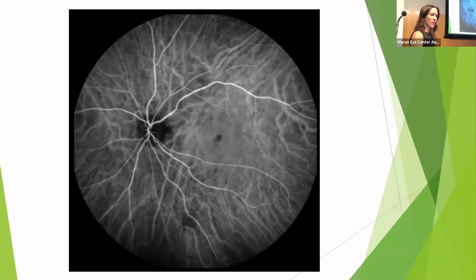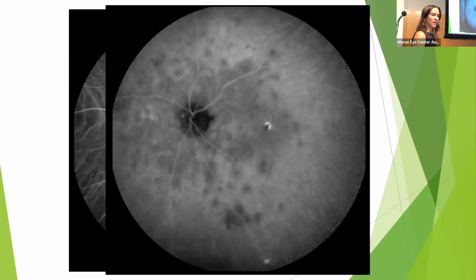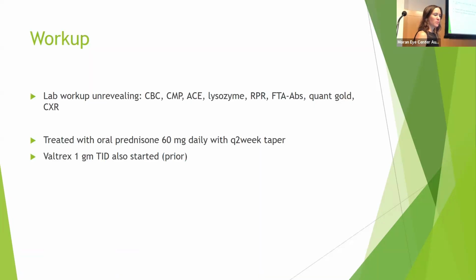ICG early, there's a few hypofluorescent spots, and then later on, many more hypofluorescent lesions seen in the posterior pole than was appreciated both on exam and other imaging modalities. Our workup for the usual suspects was unremarkable. She was started on oral prednisone at 60 milligrams daily with a taper and had received Valtrex prior to our evaluation.